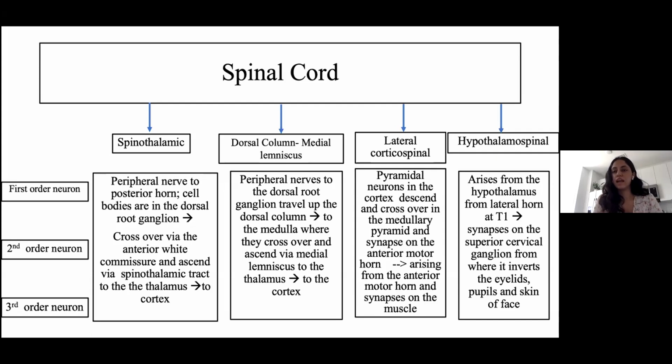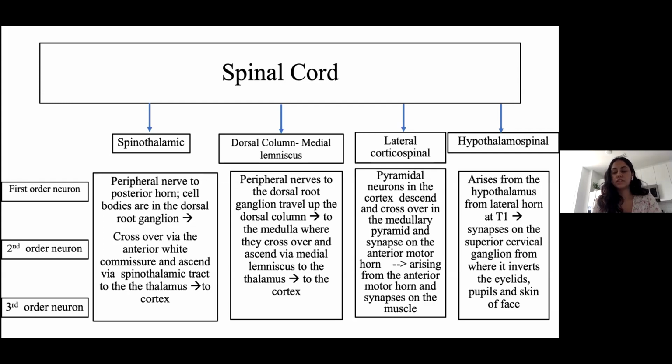You also have the hypothalamic tract, that's also an ascending tract. It arises from the lateral horn at around T1, and then it synapses onto the superior cervical ganglia, where then it innervates your face and provides a lot of sympathetic innervation there.